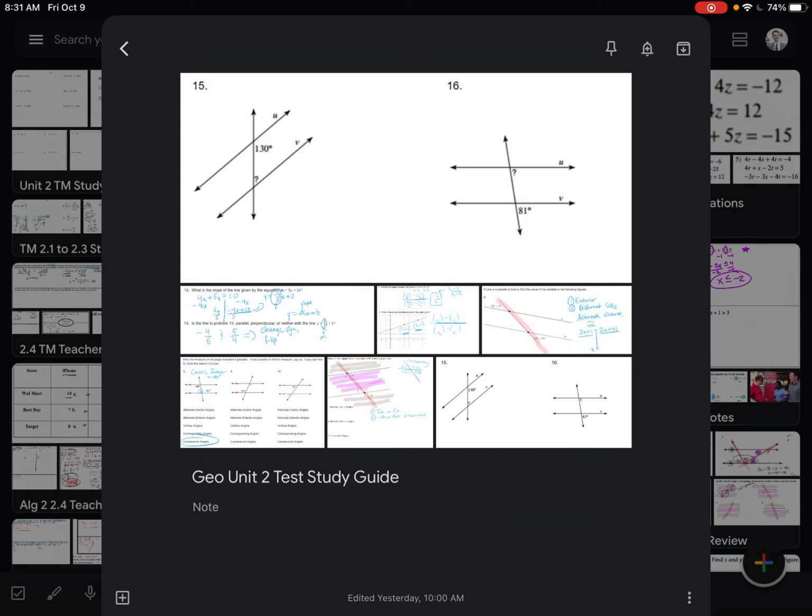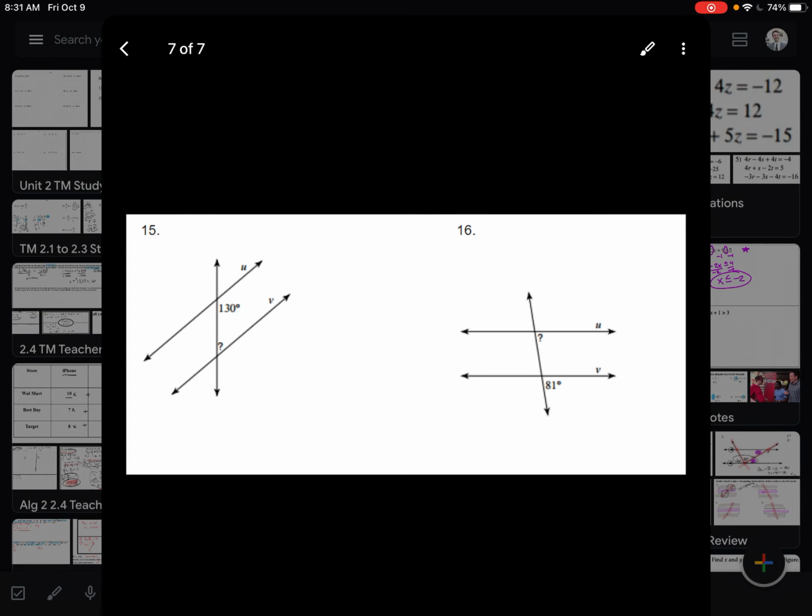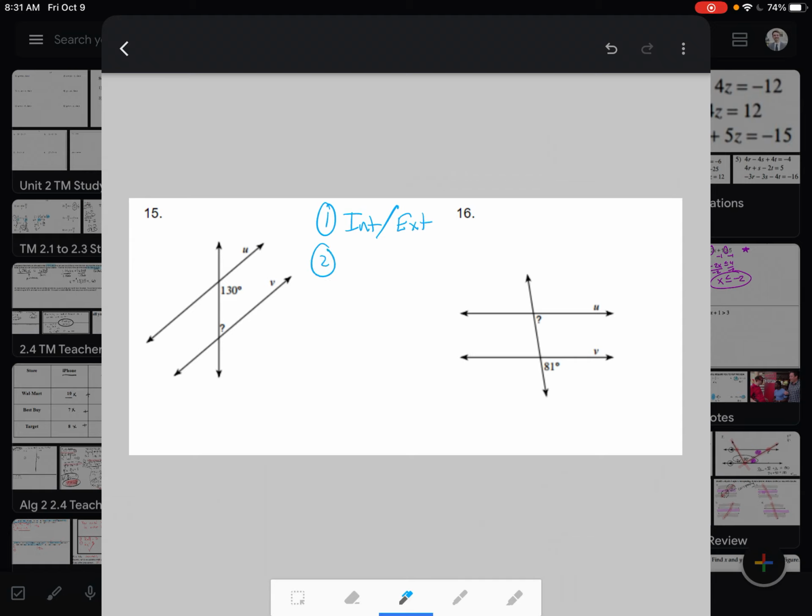All right, so we got a couple more questions here. And these are just some extra practice with our angles. So again, remember with your angle relationships, we are first trying to answer, are they interior or are they exterior? And then second, we're trying to answer which side of the transversal. So use that information to solve for one, which type of angle relationship is this? And then two, based off of that angle relationship, what does that mean? So are they equal? Do they add up to 180?